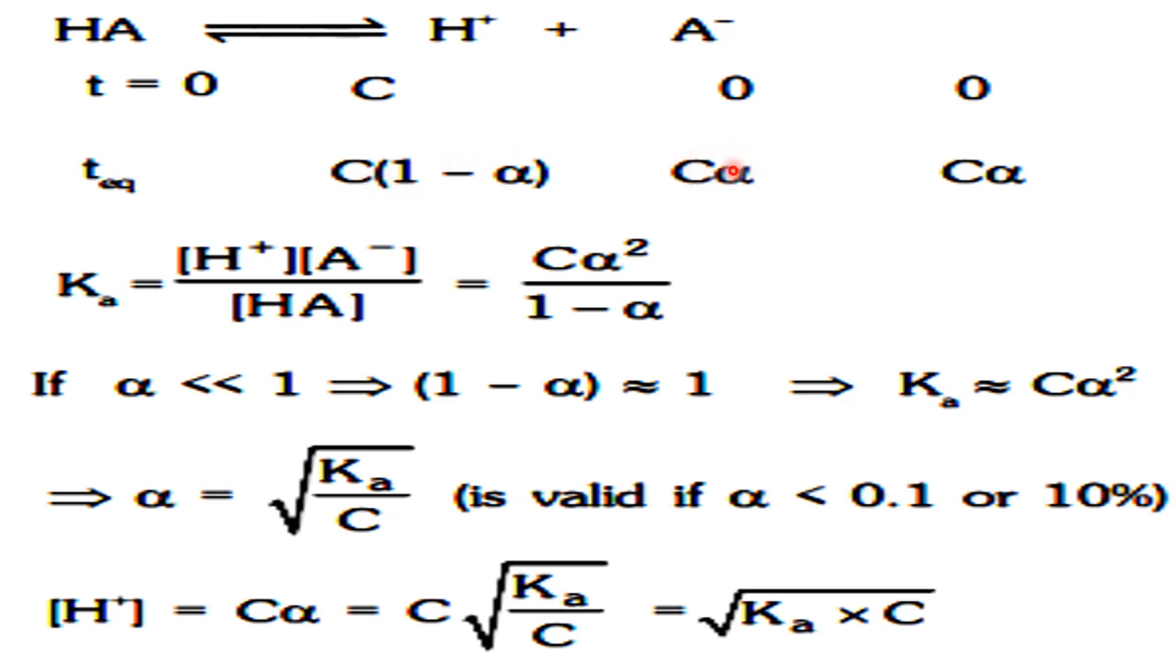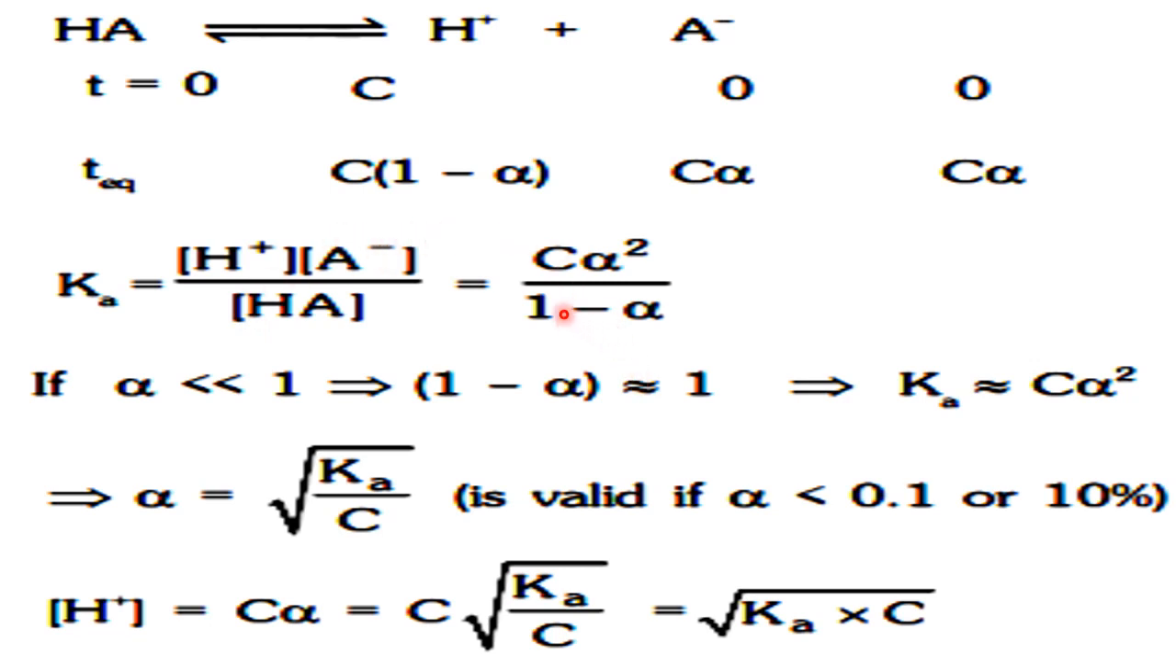So C alpha of H plus and an equal amount, C alpha, of A minus are there. And how much acid is there? It is C into bracket 1 minus alpha. Now let us apply the equilibrium expression for this equilibrium. It is a ratio of the concentration of the products to the concentration of the reactant. What is the concentration? C alpha, again C alpha, so C square alpha square, divided by the concentration of acid left, C into bracket 1 minus alpha.